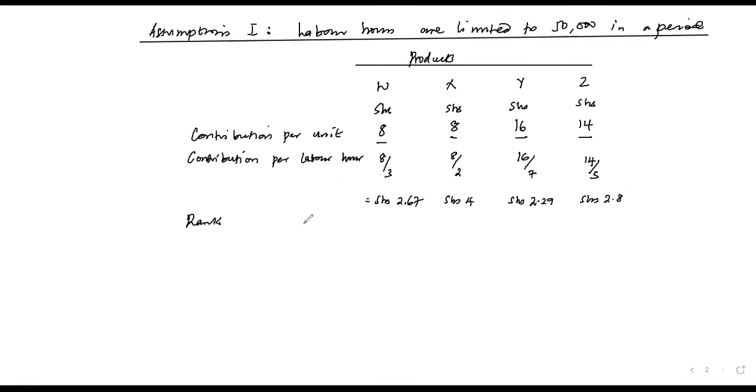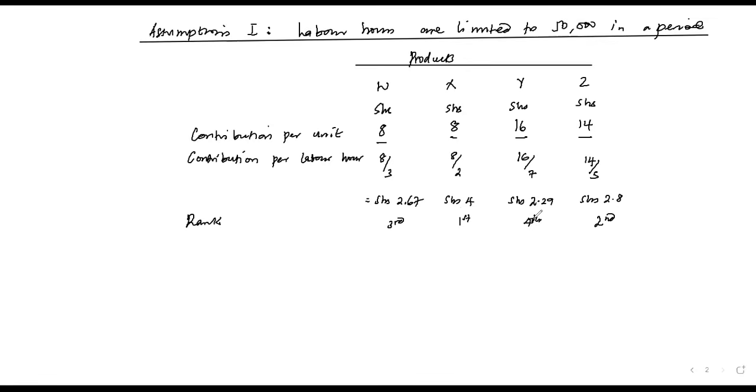You have to rank. When you're ranking, you give the first position to that product which has the highest contribution per unit of the scarce resource, which is labor hours in this case. So if I'm to rank, I'll rank product X. This will be my first priority because it has the highest contribution per labor hour. Then followed by product Z, followed by product W. Then lastly, we can look at product Y. So that is how we rank.